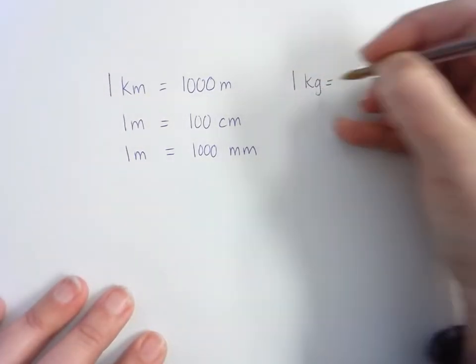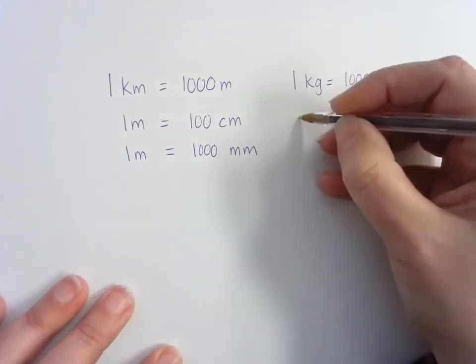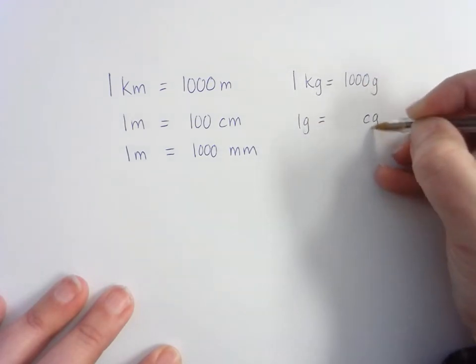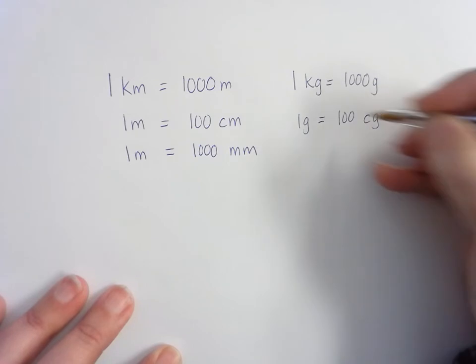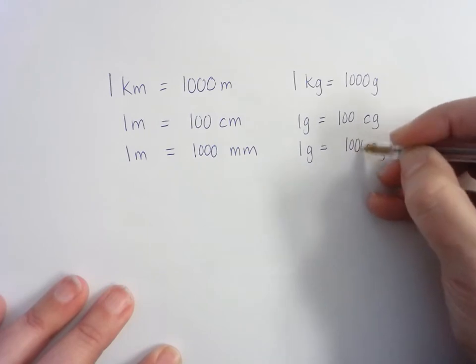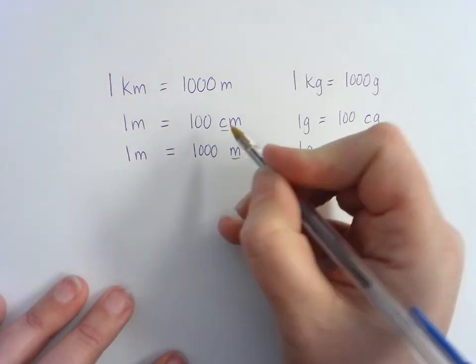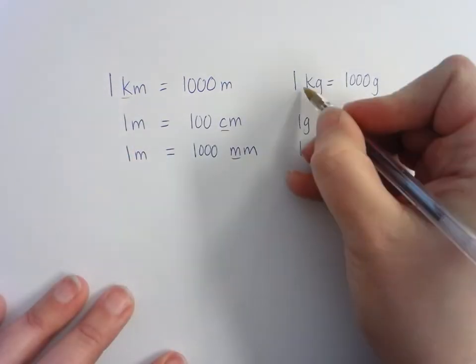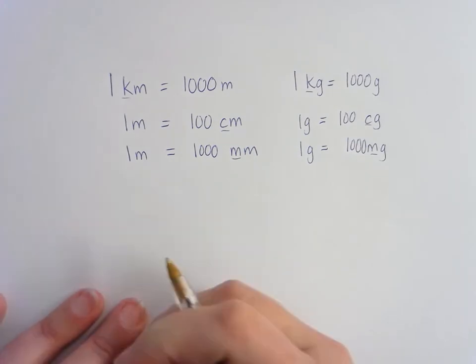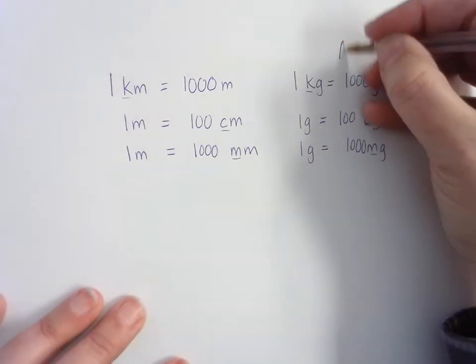1 kilogram equals how many grams? 1 gram equals how many centigrams? 100. And 1 gram equals how many milligrams? 1,000. Do you see the trend here? The milli, the centi, and the kilo are the same. It doesn't matter what you've attached it to. So I could ask how many seconds are in a kilosecond. Make sense? You need to memorize these.